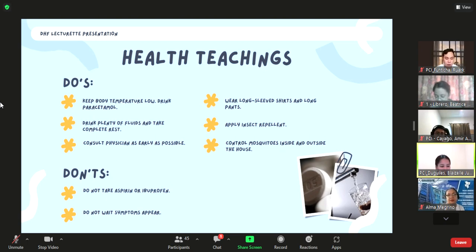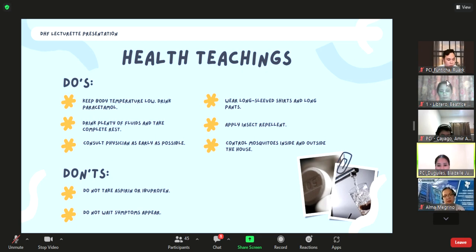Next is, while recovering from dengue fever, encourage the patient to drink plenty of water and get complete rest. Especially if the patient shows symptoms of dehydration such as decreased urination, few or no tears, dry mouth or lips, lethargy or confusion, and cold or clammy extremities.